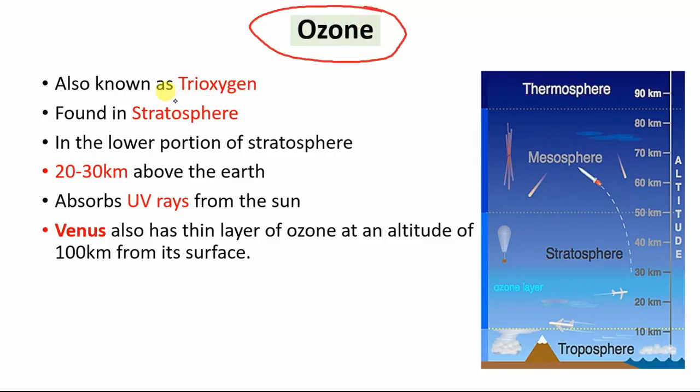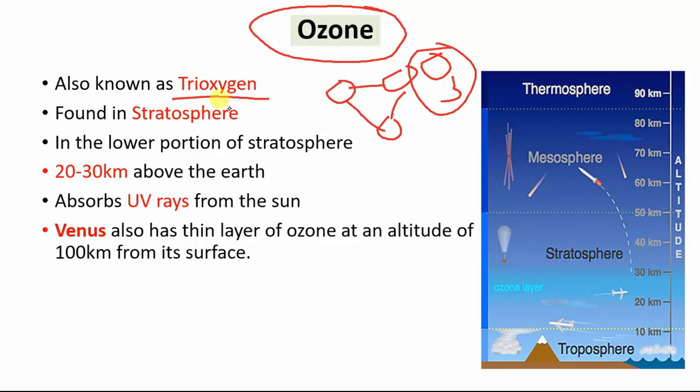It is also called as trioxygen. That is, there are three oxygen molecules in ozone. That it is also called as O3 or trioxygen. It is found in stratosphere.